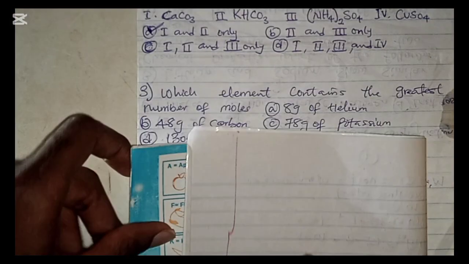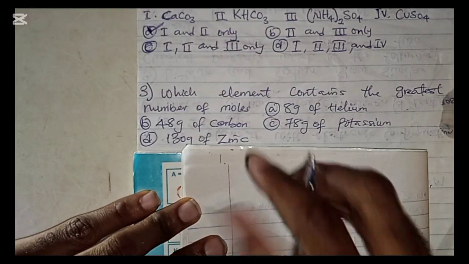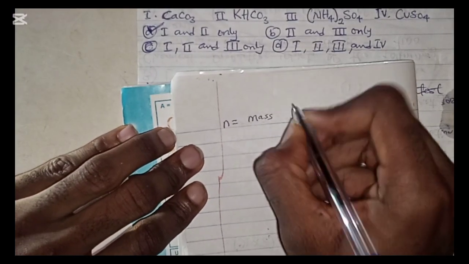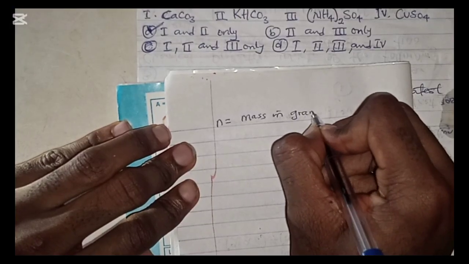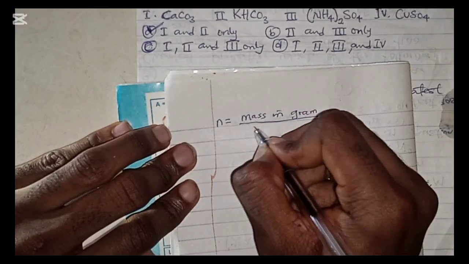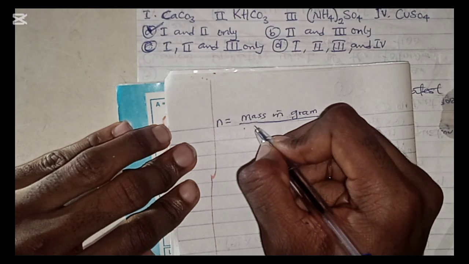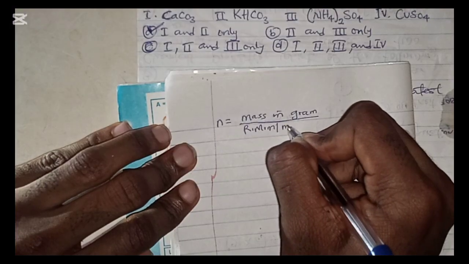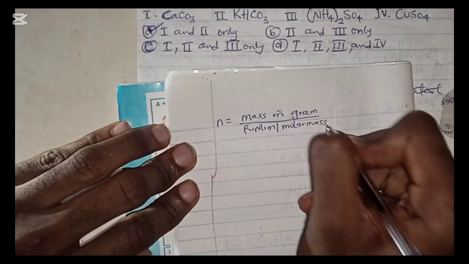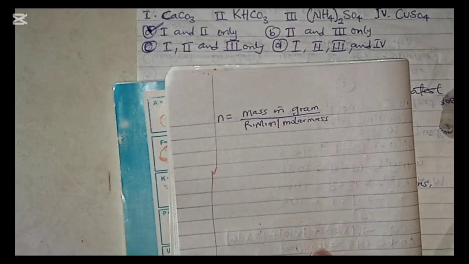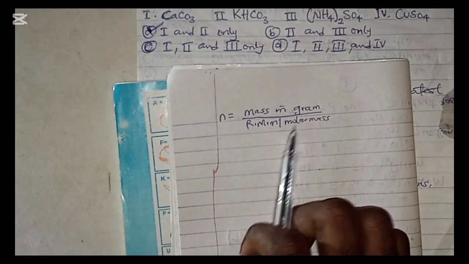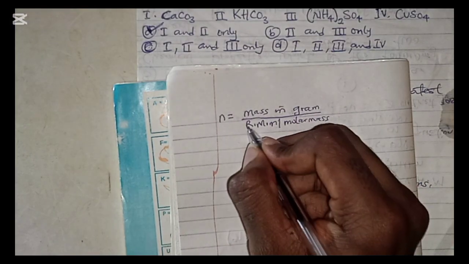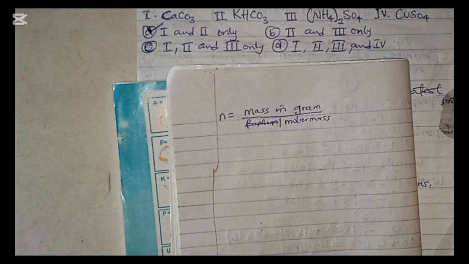Now, there are two formulas you need to be fully aware of. First one is that number of moles, n, is equal to your mass in gram all over your molar mass, or you can say your relative molecular mass. But if you use your mass in gram, you should be using your molar mass, because your relative molecular mass doesn't have a unit. So I would say molar mass instead. Okay?